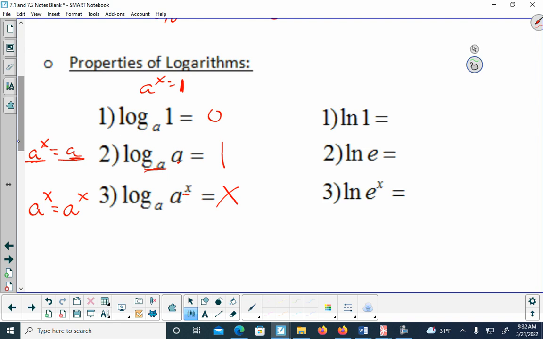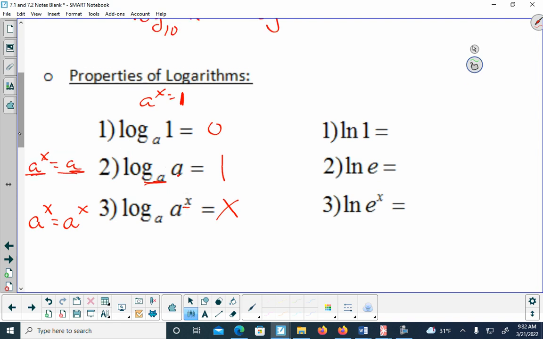The next one, if I had a natural log, remember that means base of e. So e raised to what power is equal to 1? That's going to be the same as this, 0. This one is saying e raised to what power is equal to e? That's going to be 1. Then e raised to what power is equal to e to the x? That's going to be x, so this variable will stay the same.